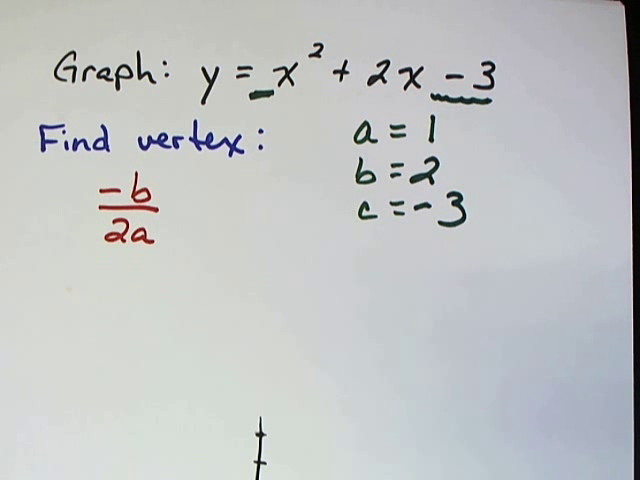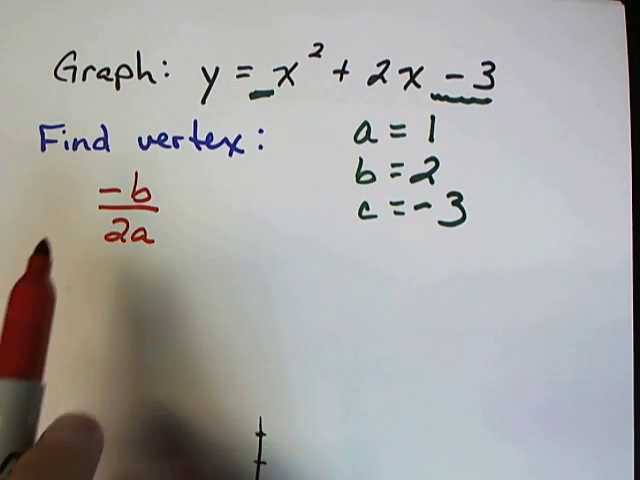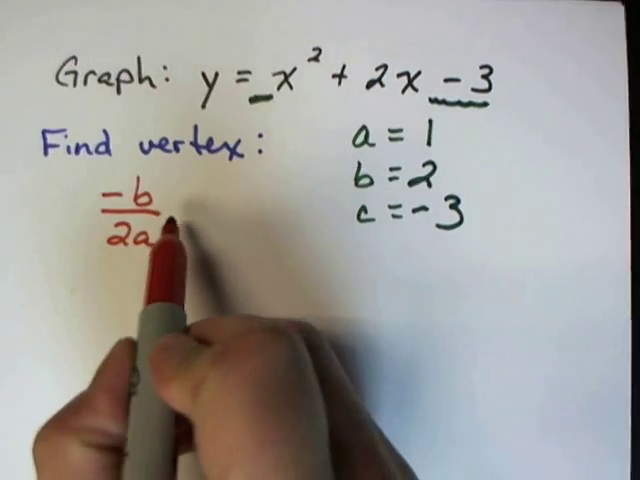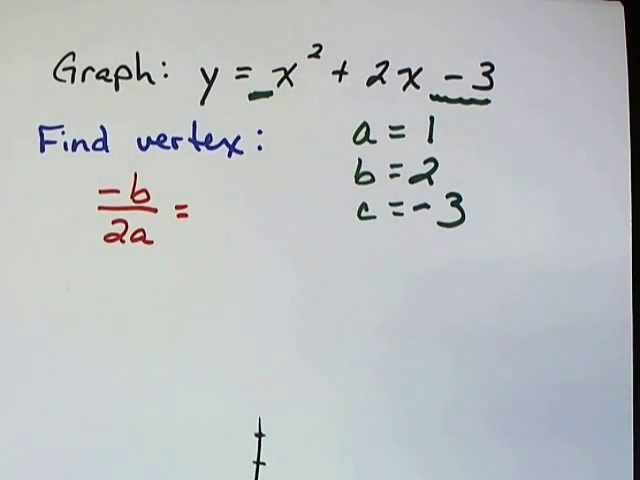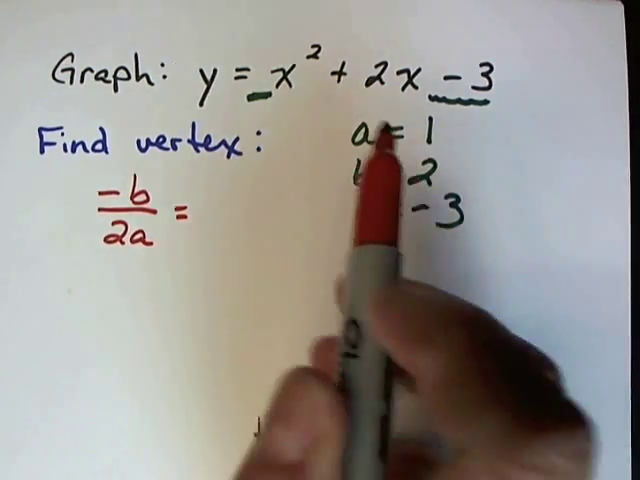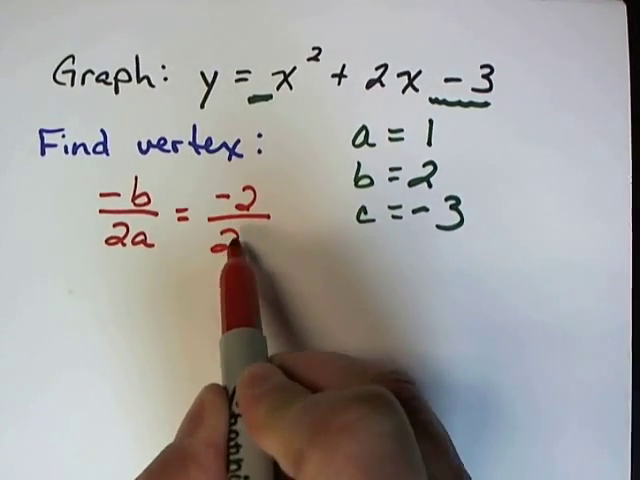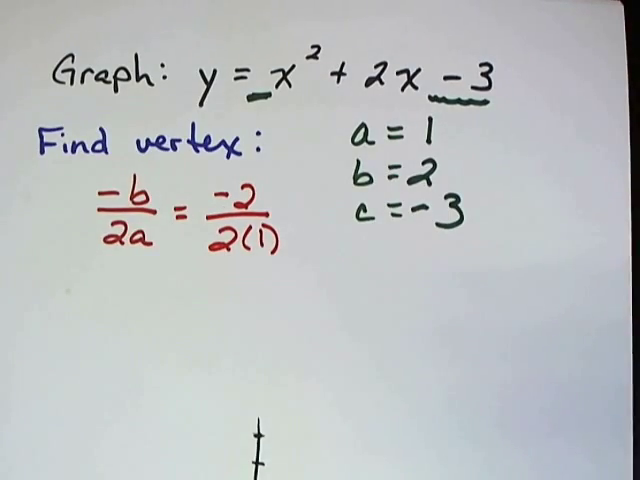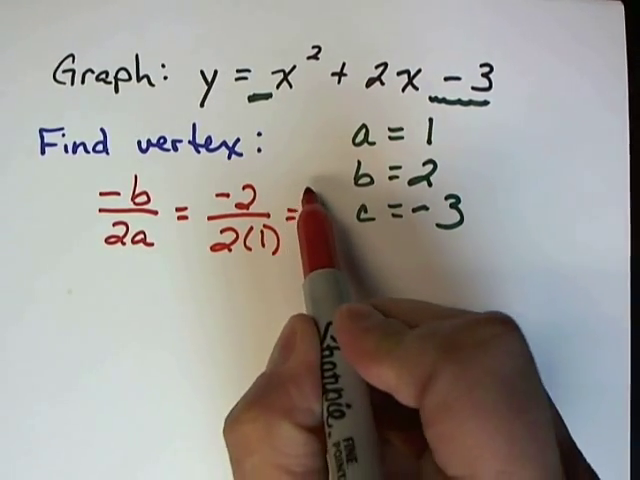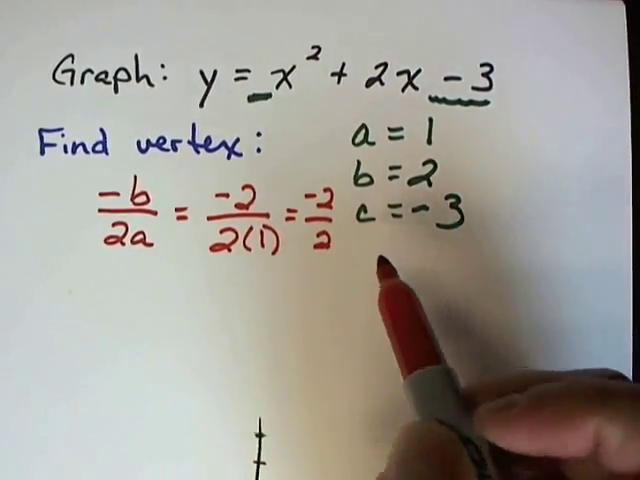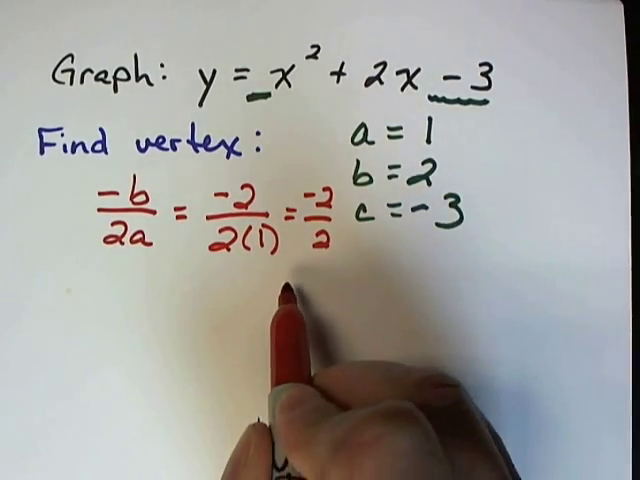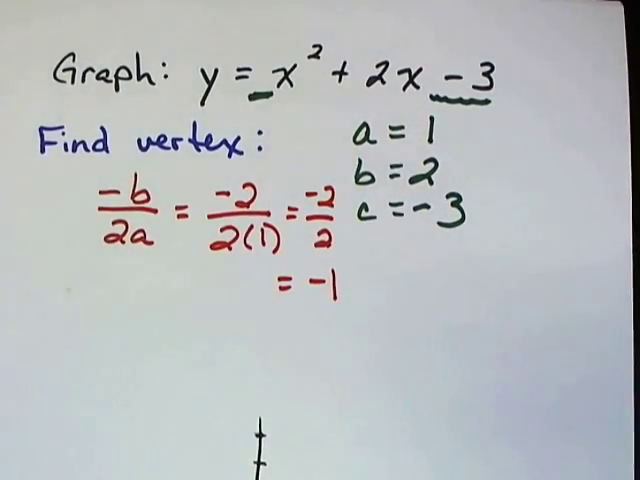Now to find the x-coordinate of our vertex, we substitute in. We have the opposite of b over twice our a value. The opposite of b simply means that if b is positive, it becomes negative. If it's negative, it becomes positive. B is a positive 2, so I'm now going to make it a -2, all over 2 times my a value, which is 1. Simplifying that, we have -2 over 2, so the x-coordinate of my vertex is going to equal a -1.